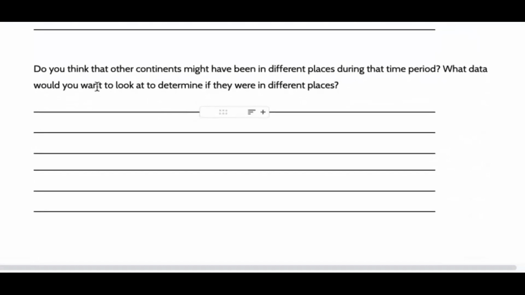Last question. Do you think the other continents might have been in different places during that time period? So we only looked at Africa and South America. What about North America, Europe, Asia, Antarctica, and Australia? What happens if we looked at those guys? Do you think they were all in one place at one time before? If you say yes, that's great. If you say no, that's great.